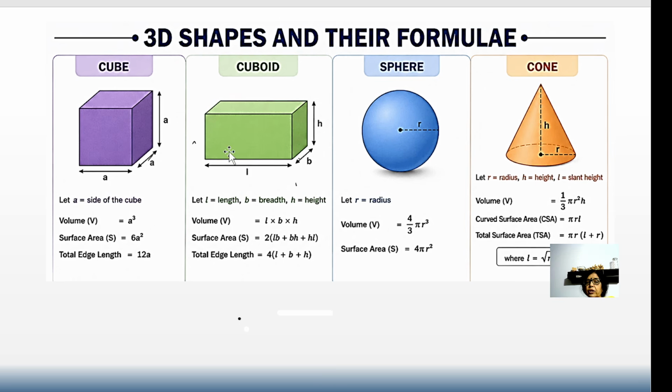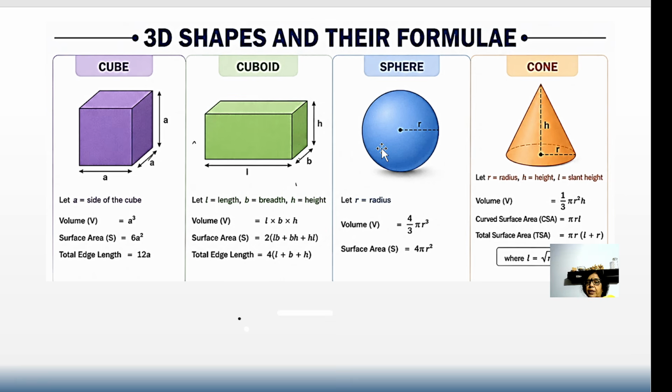Next one is a cuboid. The total volume of the cuboid is L into B into H. A cuboid is basically different from a cube because the length, breadth, and height are different. The surface area of a cuboid is given by 2 times (LB plus BH plus HL). Total edge length is given as 4 times (L plus B plus H).